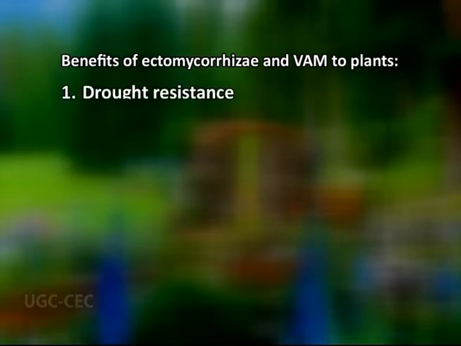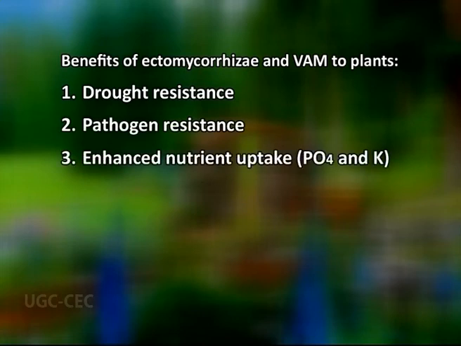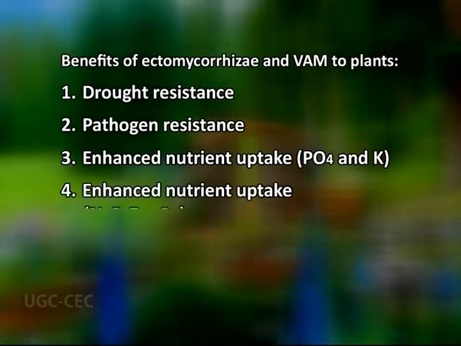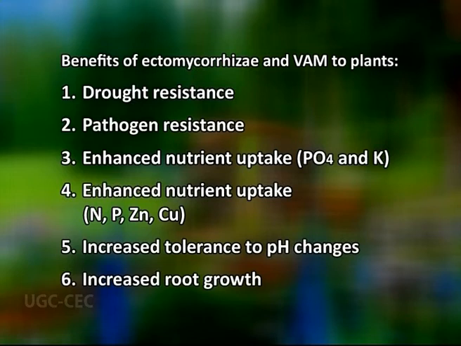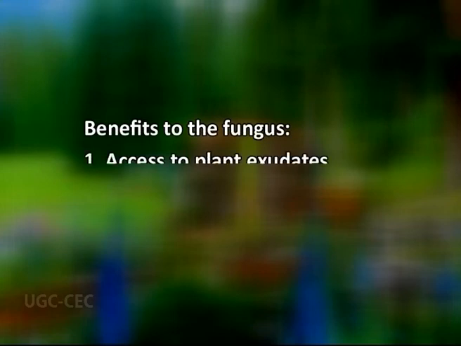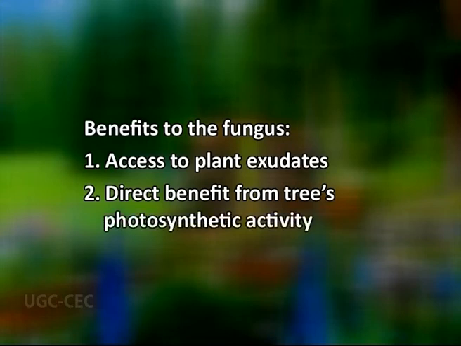Now, benefits of ectomycorrhizae and vesicular arbuscular mycorrhizae. It provides drought resistance, pathogen resistance, and enhances nutrient uptake, that is phosphate and potassium, as well as combined nitrogen, phosphorus, zinc and copper, increased tolerance to pH change and increased root growth. Now benefits to the fungi. First, access to the plant exudates, and second, direct benefit from the trees' photosynthetic activity.